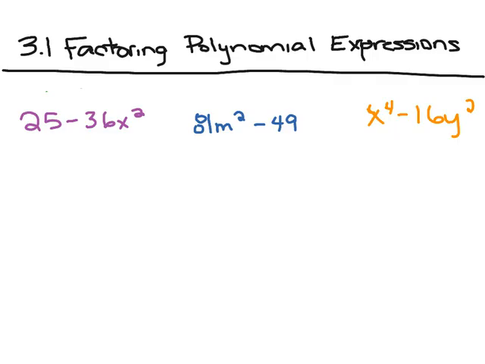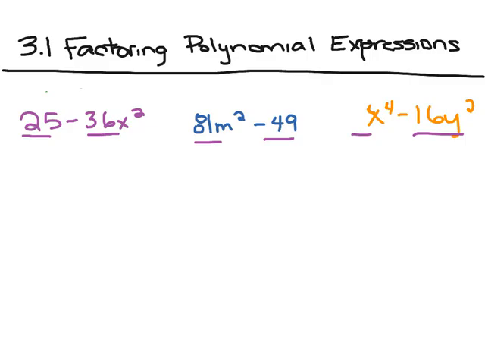A difference of squares means it's a binomial where each term is a square and it's a difference, so you're subtracting. So all of these are subtractions, so you know that's one step. And the first and last term in each of these is a square, so we know we can factor using difference of squares.